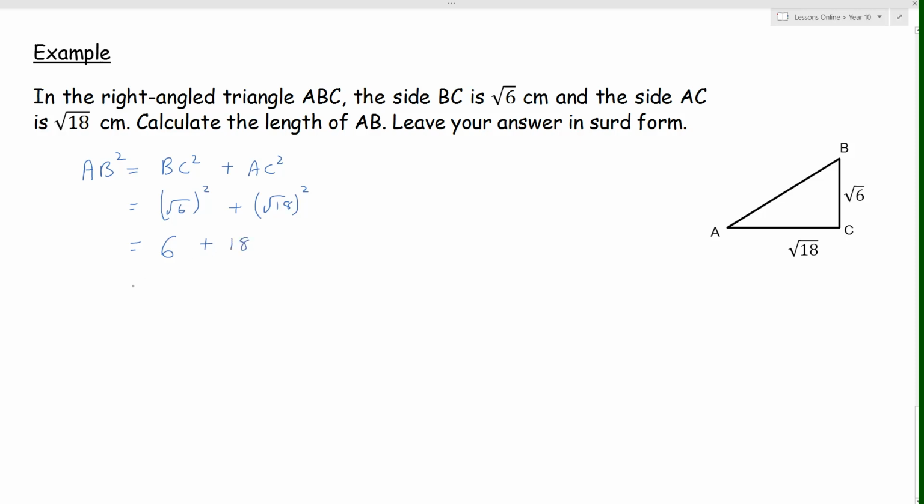6 plus 18 is going to give us 24. Can we simplify? So that's AB squared. To get AB, let's find the square root of 24. When I simplify that, is there a square number that goes into 24? I think I gave it away there. Square root of 4 times the square root of 6. That gives us 2 square root of 6 centimeters.